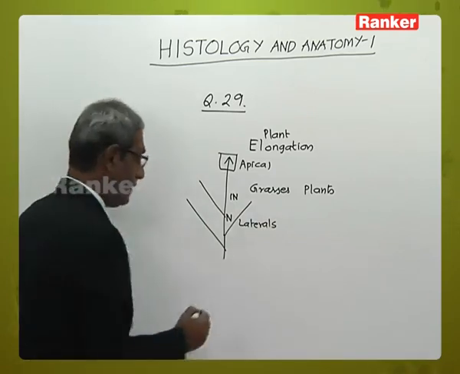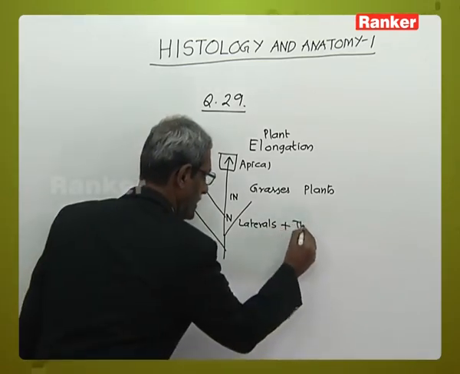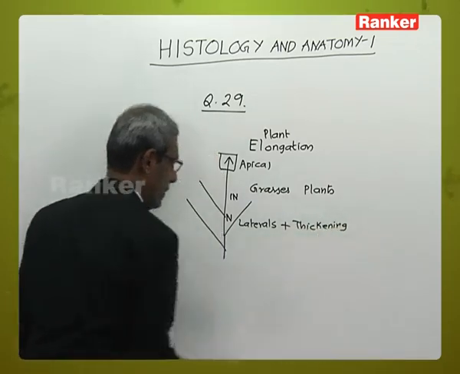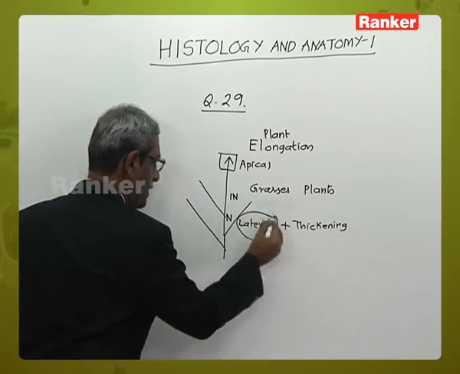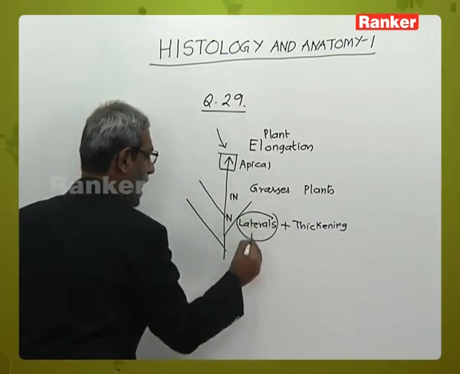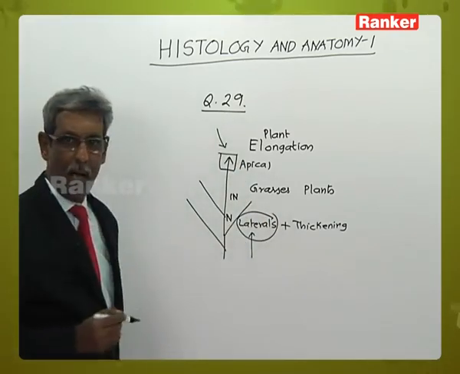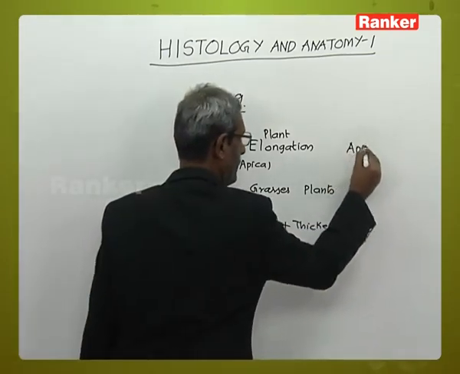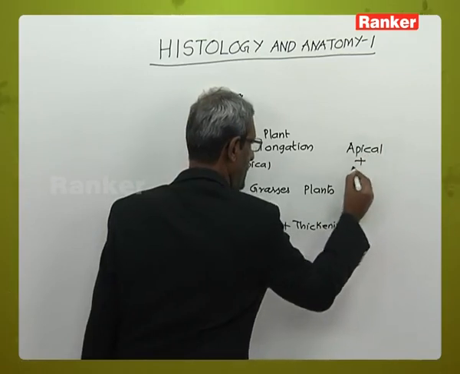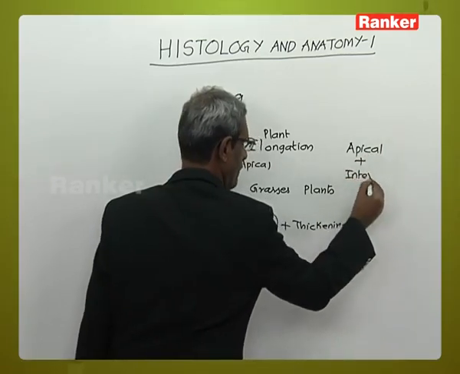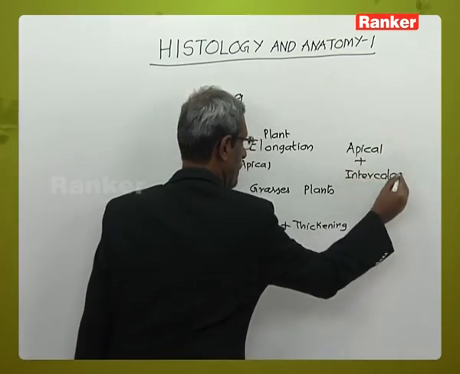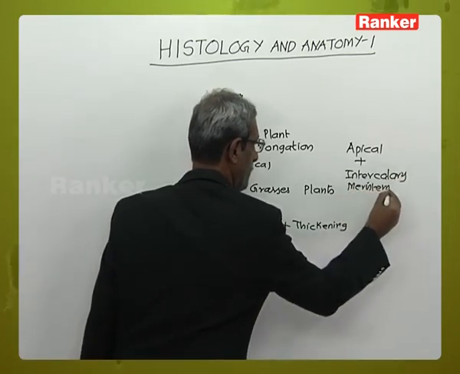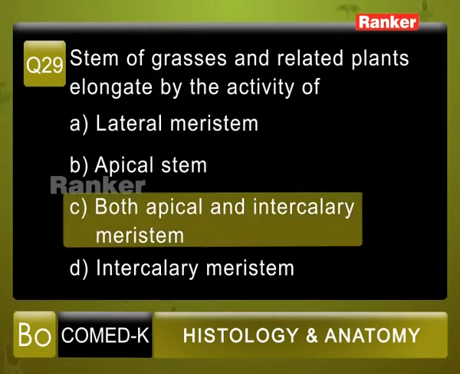Along with the laterals, there is thickening of the stems. The formation of the laterals and the main axis as well as the lateral axis is attributed to the presence of apical and intercalary meristems. The right answer is C.